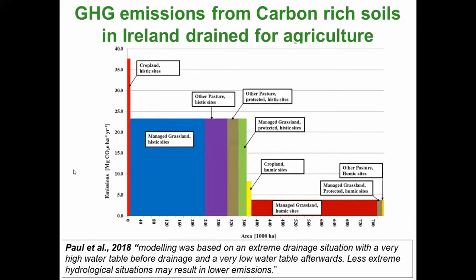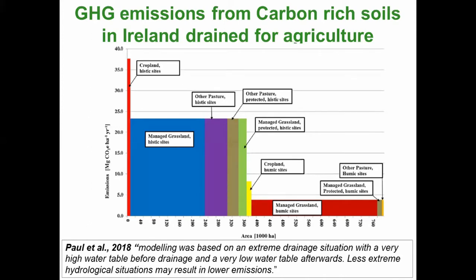It's worth saying, I suppose, and it's highlighted there on the bottom of the slide, the modelling that you're looking at was based on an extreme drainage situation with a very high water table before drainage and a very low water table afterwards. Less extreme hydrological situations may result in lower emissions. So looking at that paper and looking at the studies that were done, and there's a number of other studies that I'll be showing in a moment, suffice to say, I suppose, that this is an outer limit in terms of some of the potential emissions that are estimated.